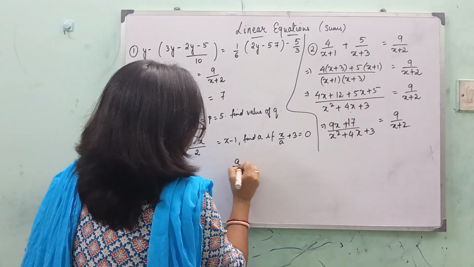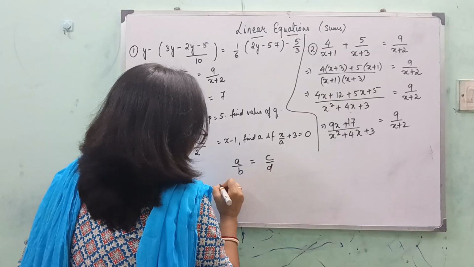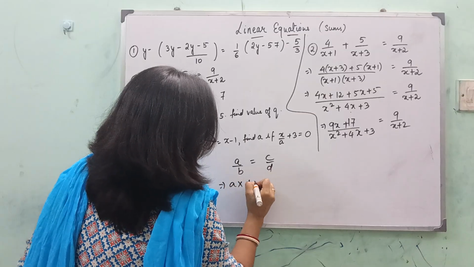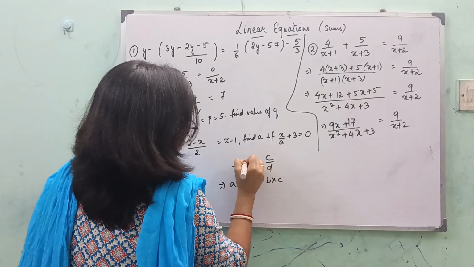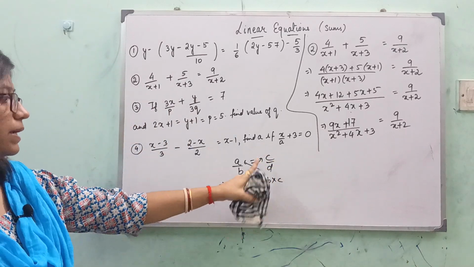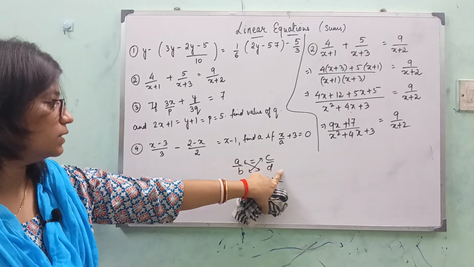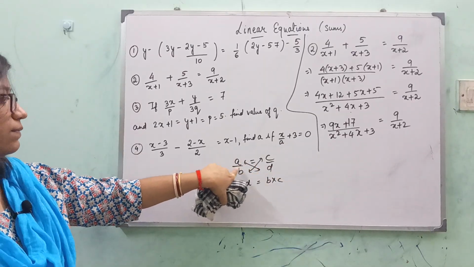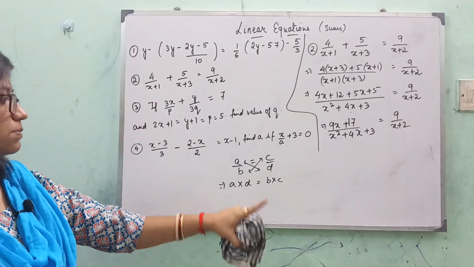We know that if a by b equals c by d, this implies a into d equals b into c. What do we do? We cross multiply these terms: the numerator of this with the denominator of this, and the denominator of the first one with the numerator of the second one.